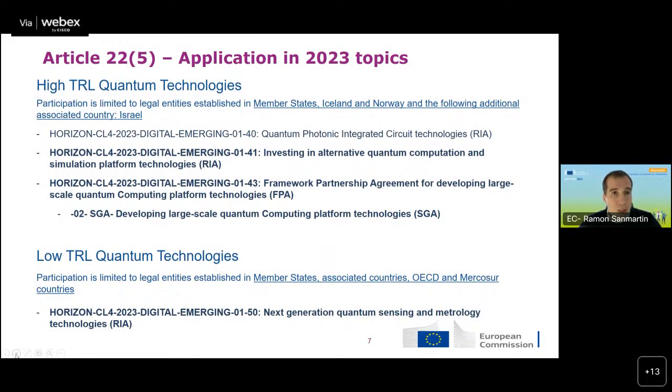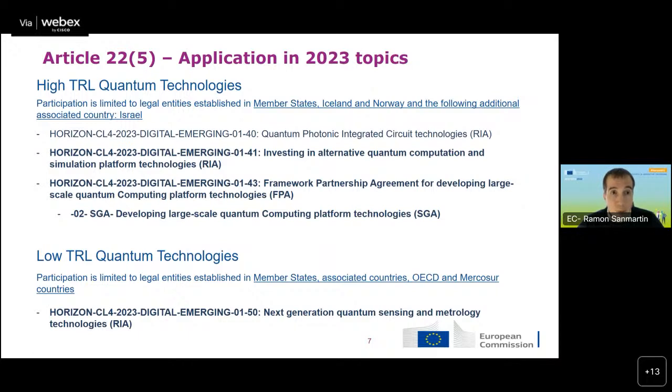This has already been mentioned by Mateja in the previous presentation, and it is a very important element to take into account. There are several topics under these calls, the Destination 4 calls, on which Article 22.5 is applied, meaning that there is a restriction on eligibility. Participation is limited to legal entities. In this case, for the high TRL quantum technologies, participation is limited to legal entities established in member states, Iceland and Norway, and one additional associated country, Israel. Those are the topics where this limitation applies.